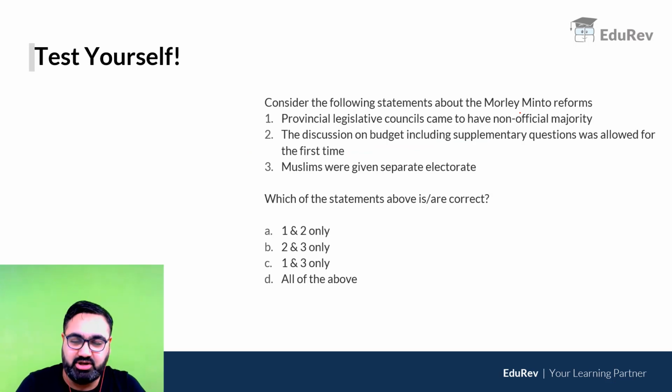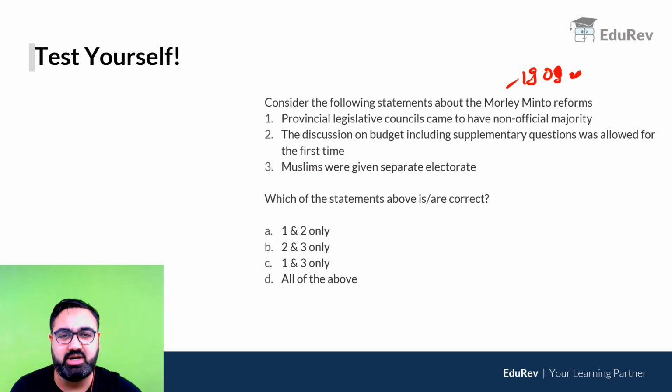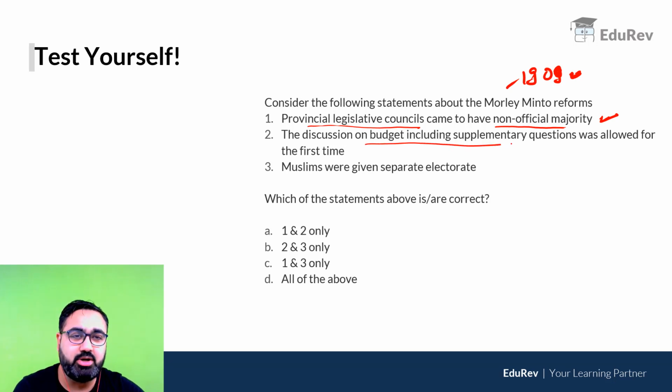Then the second question. If you have seen the video carefully, you should be able to answer it very easily. Else, it might be slightly tricky for you. It's about the Morley Minto Reform, that is a 1909 Act. Read it carefully, take your 10, 15, 20 seconds and see. First, in the provincial legislature councils, non-official majority now took place or happened. Discussion on the budget, including supplementary questions, was allowed for the first time. Muslims are given separate electorate.